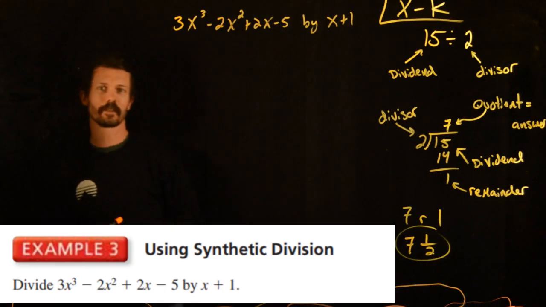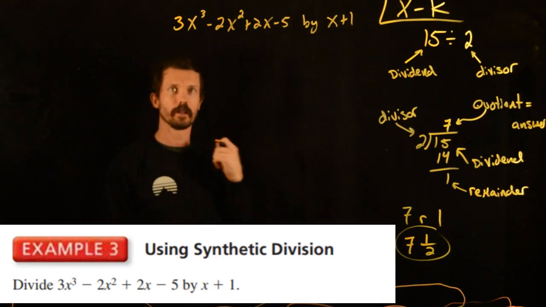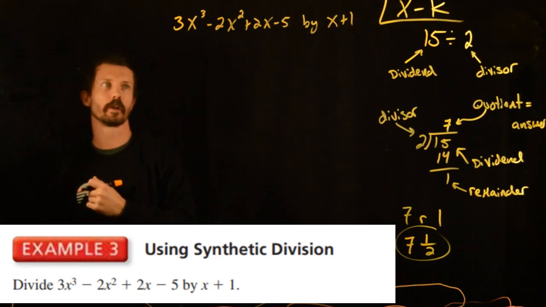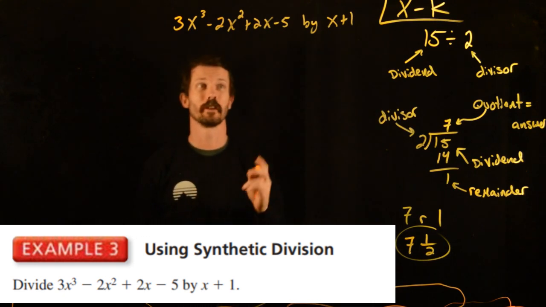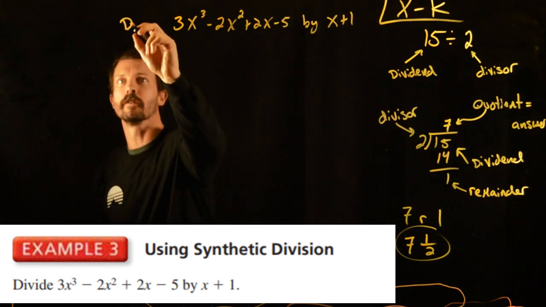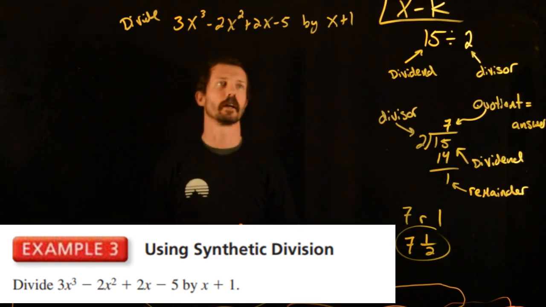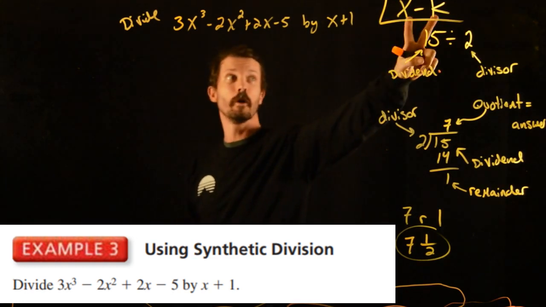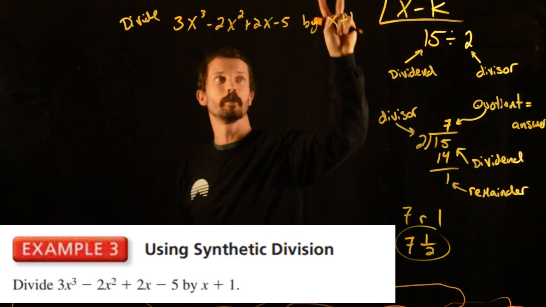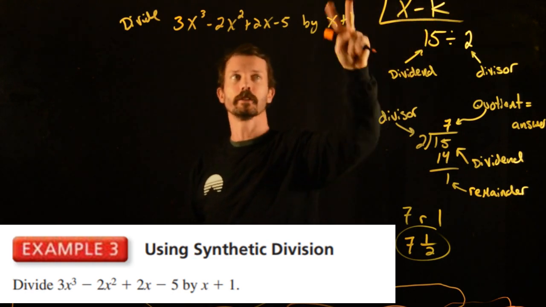All right, here's another example for you. Example 3, we're going to do 3x cubed minus 2x squared plus 2x minus 5, and we're going to divide by, if you can see down below here, x plus 1. It has to be in this form, so the divisor has to be looking something like that, which it is.